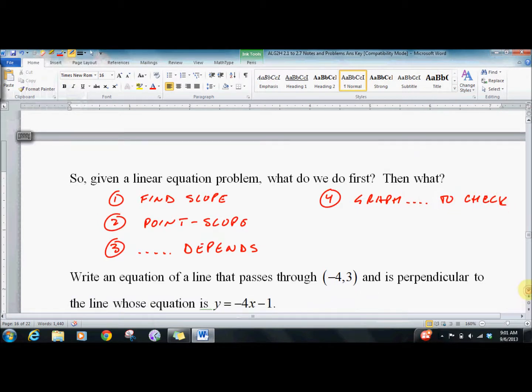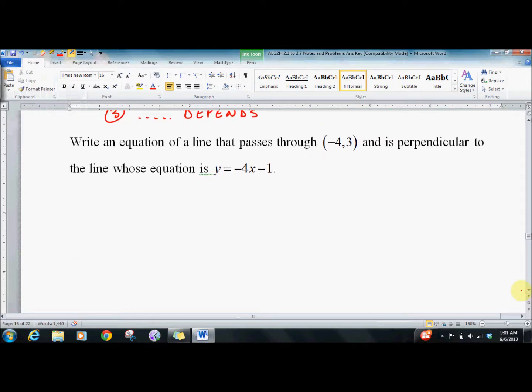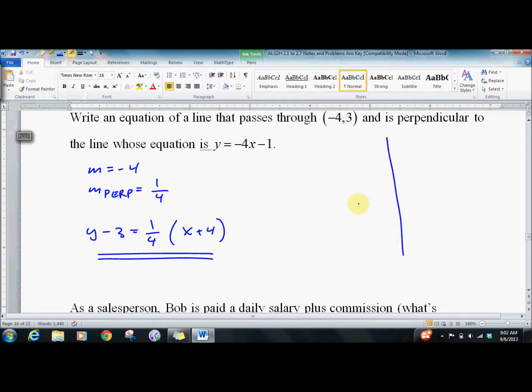So I'm going to buzz through some problems pretty quickly. If I were you, I would pause this right about now and try them yourself. And here I go. M equals negative 4. M perpendicular equals 1/4. Put in point slope. Y minus 3 equals 1/4 x plus 4. We're done. However, I need to graph it to check because I don't trust the world.